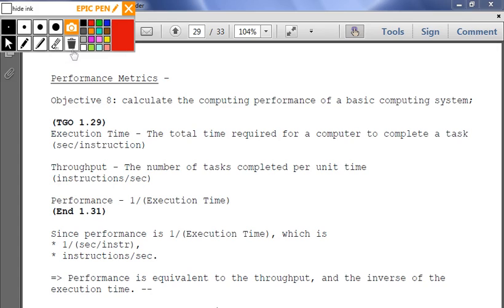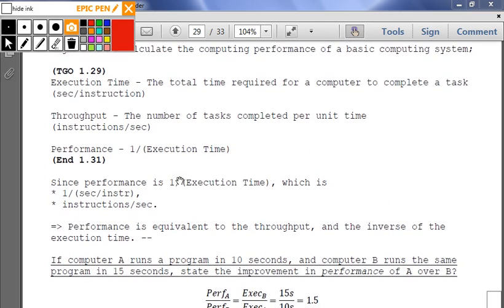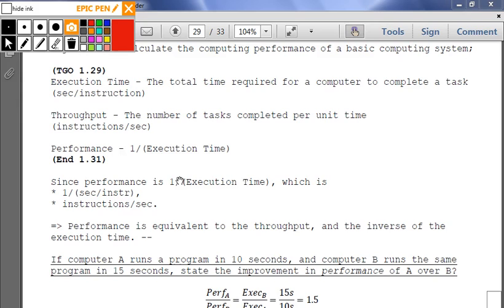Do you want me to move this up, is that better for those in the back? Yes, okay. Thank you. All right.